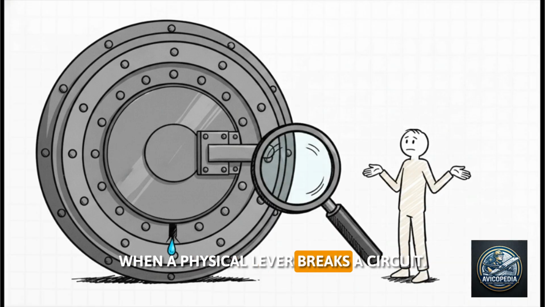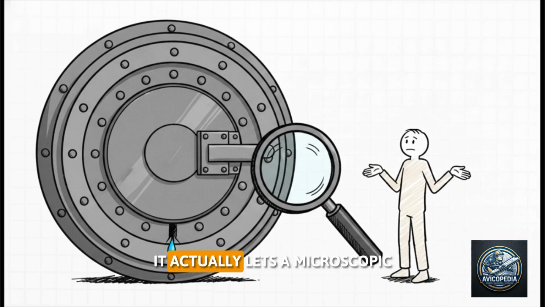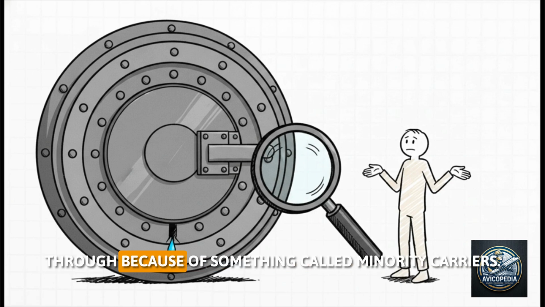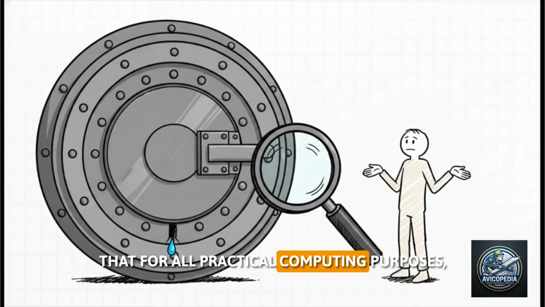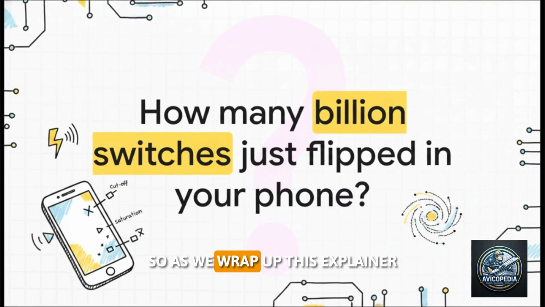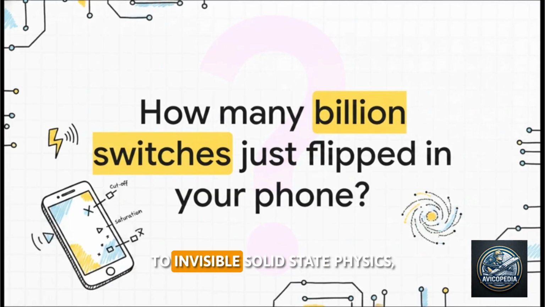Now, full disclosure, there is one tiny catch compared to our old mechanical switches. When a physical lever breaks a circuit, the current drops to absolute true zero. A solid-state switch isn't entirely perfect. In the off state, it actually lets a microscopic collector leakage current slip through because of something called minority carriers. But in modern silicon transistors, this leakage is so remarkably small that for all practical computing purposes, we just completely ignore it.